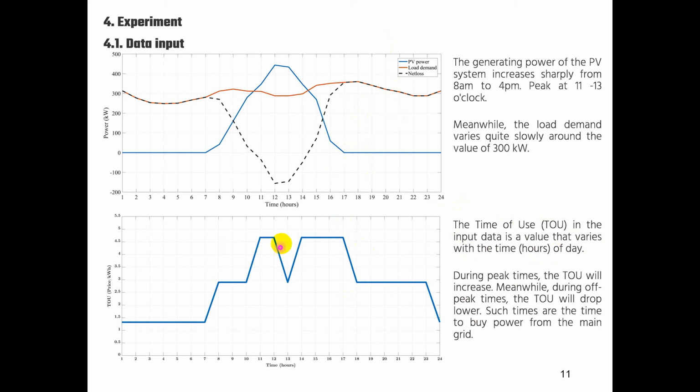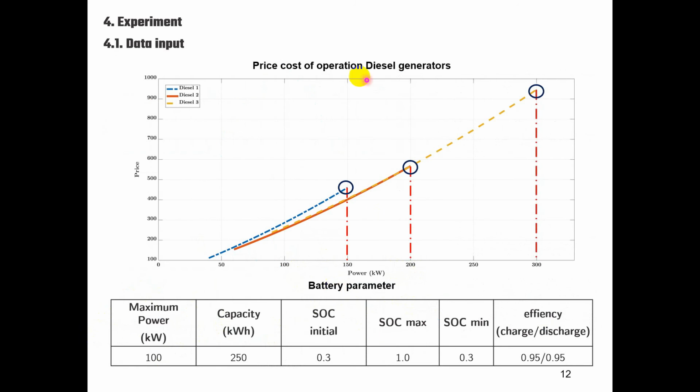During the peak time, the TOU will increase, and during the off-peak time, the TOU will drop lower. This is the time to buy power from the main grid. The next data input is the price cost of the operation of the generators.